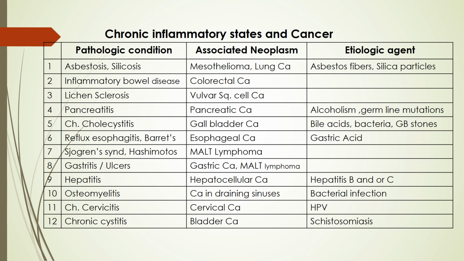For example, if you see item number 9, hepatitis. Hepatitis is produced by hepatitis B and or C virus, and it causes hepatocellular carcinoma if not treated. And number 10 is osteomyelitis, which is caused by bacterial infection, and it can cause cancer in the draining sinuses. The last one is chronic cystitis. Chronic cystitis is caused by schistosomiasis, a parasite most common in the Egypt region, and if untreated, it can produce bladder cancer.